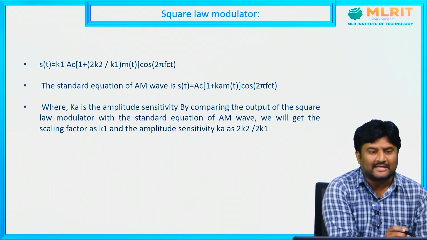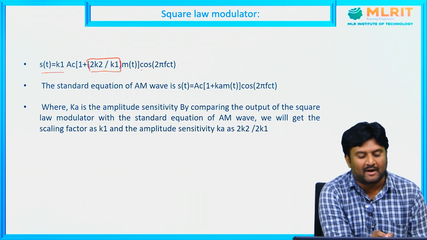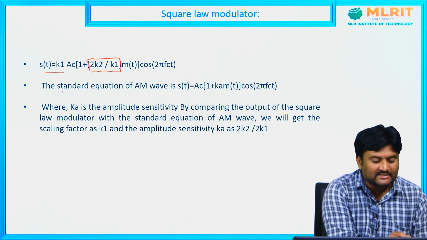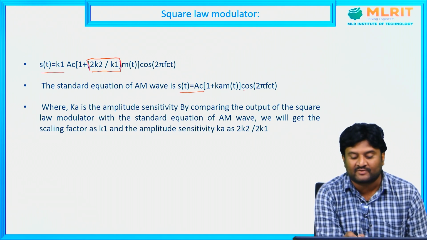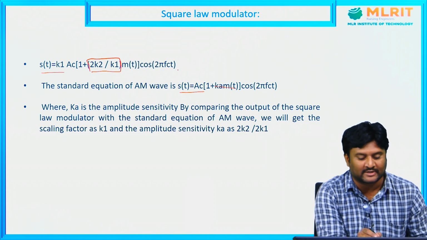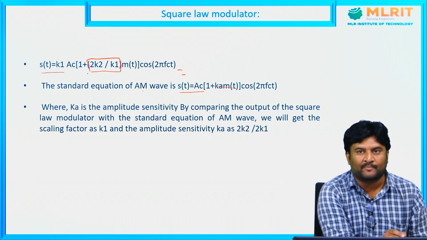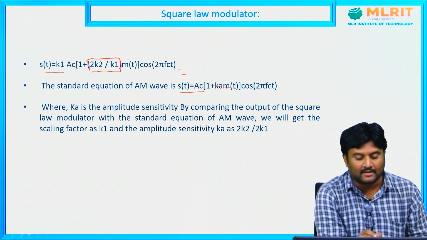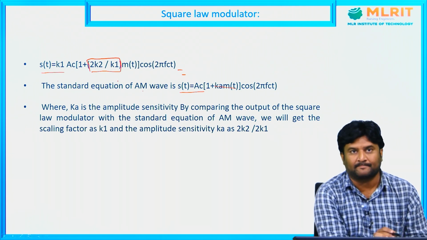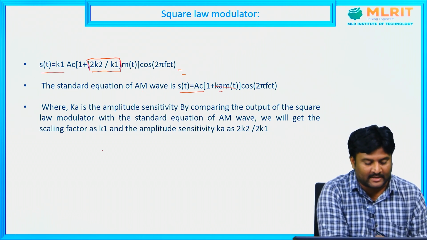Then what is the last one? s(t) is equal to k1 into Ac times (1 plus 2k2 by k1 m(t)) cos 2πfct. What is the standard equation of an AM wave? s(t) is equal to Ac times (1 plus Ka m(t)) cos 2πfct. Compare these two equations: the standard AM equation versus the square law modulator output, where V2(t) is passed through the band pass filter to give s(t). What is the difference here? Both are the same, where Ka is nothing but the amplitude sensitivity. You know very well that Ka is 2k2 by k1.